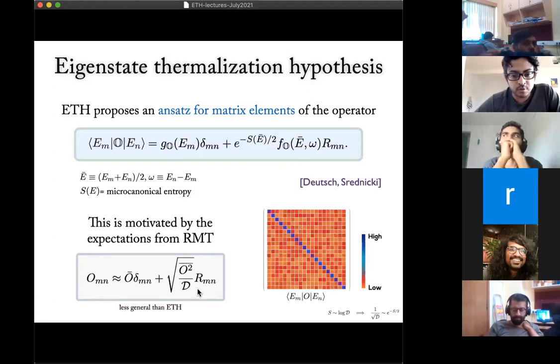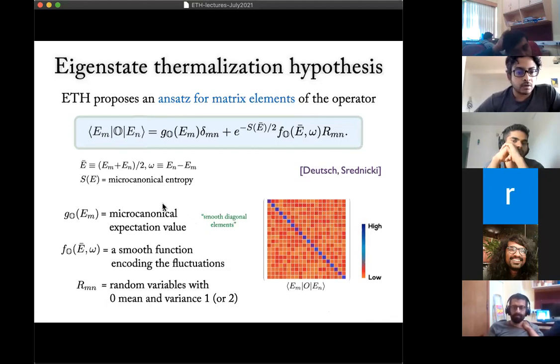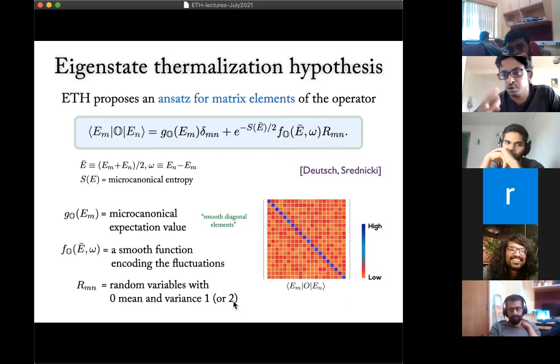Okay, and as usual, 1/√d is the exponential of e to the minus S factor. We saw that the diagonal matrix elements should give the microcanonical expectation value. So this G_MN is the microcanonical expectation value, and this is a smooth function. We have smooth diagonal elements, and this F0 over here is a smooth function that encodes the fluctuations, and this R_MN is a random variable with zero mean and variance one for the GOE or two for the GUE.